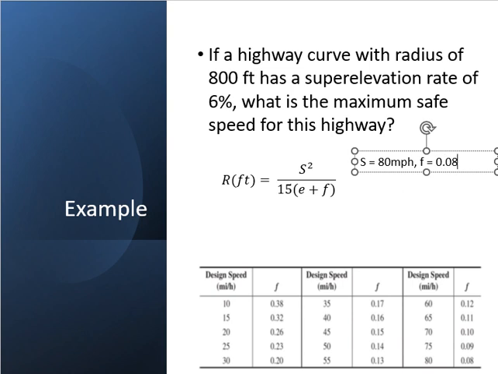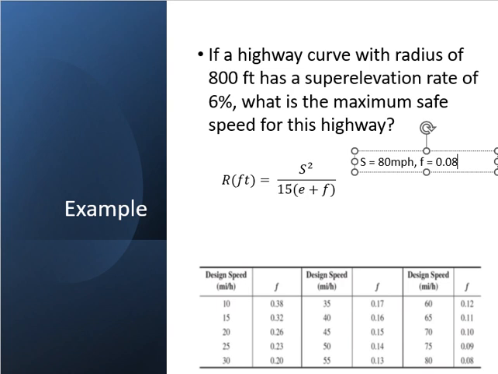Now what do I do? Next step: check the radius. Or what they have done in the book? They kept the radius as it is, found f, and then checked f. Anything is fine. We have three things: radius, which is given, speed, which we assumed, and f, which is according to speed, so again assumed. You can put any two values and find the third and check it.